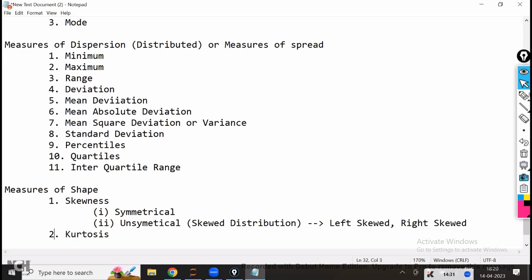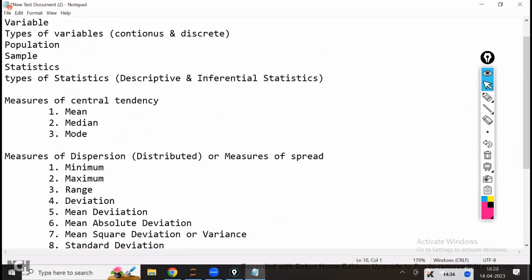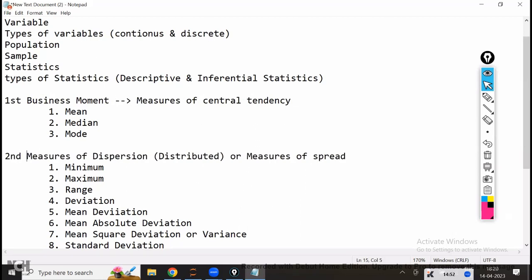Now, the first one: what are the measures of central tendency? The measures of central tendency are also called the first business moment. Measures of dispersion are called the second business moment. Meaning, in the data we want to analyze, first we analyze this one, after that we analyze this one, after that that one, like that.